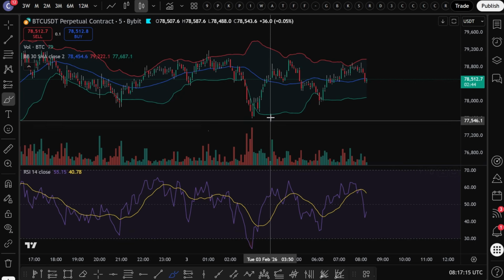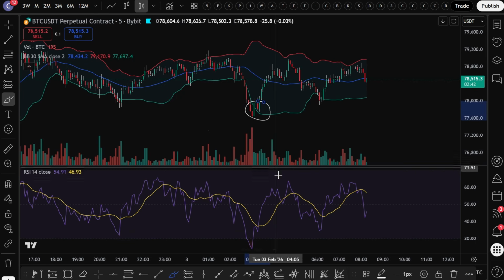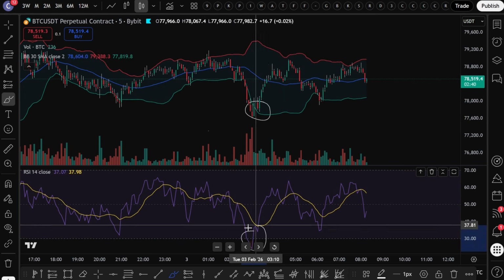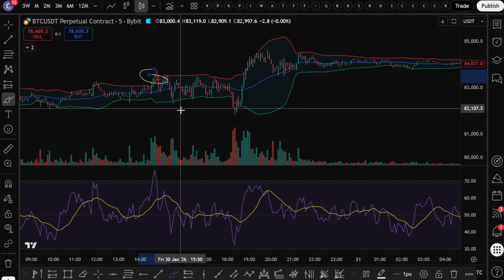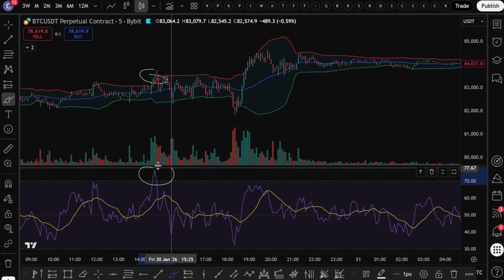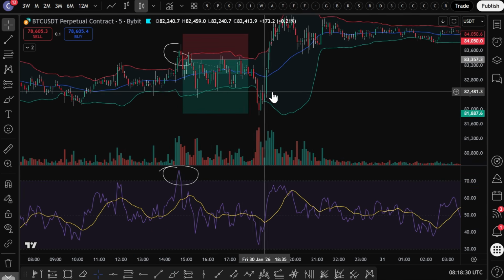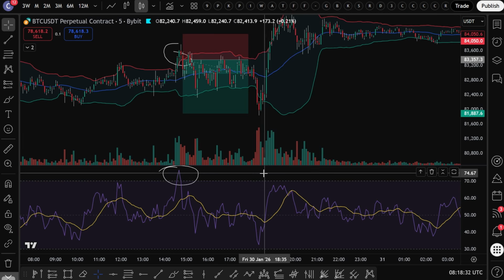If the price dropped below the lower Bollinger Band and the RSI falls to the lower level around 30, you will open a long position. But if the price goes above the upper Bollinger Band and the RSI reaches around 70 level, it's time to open a short position. Let me get you some examples here.